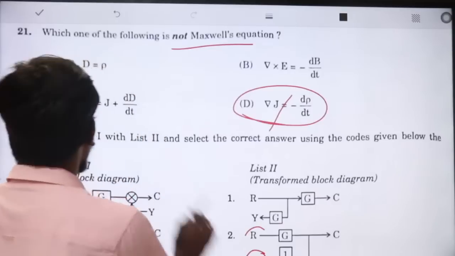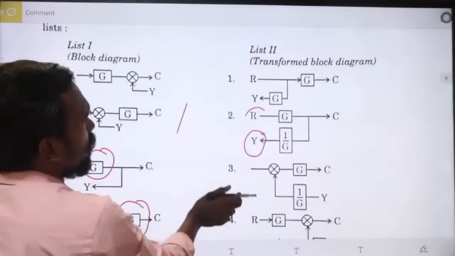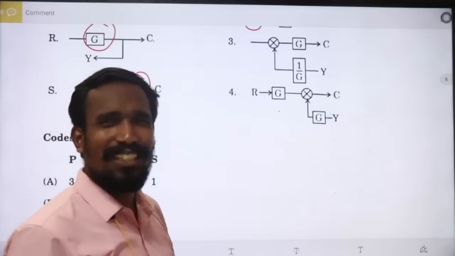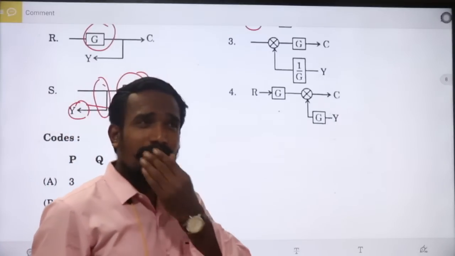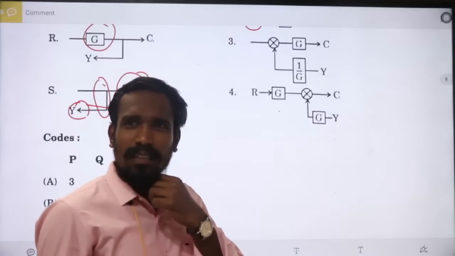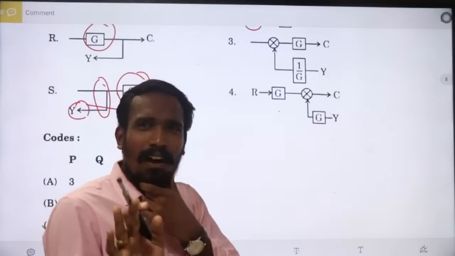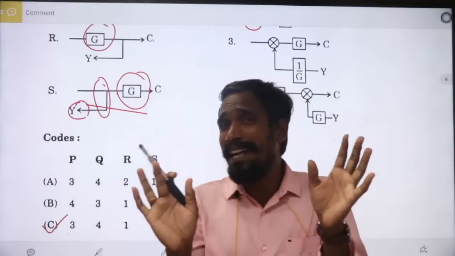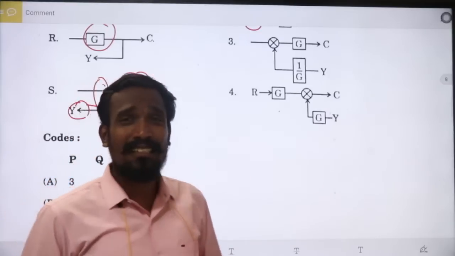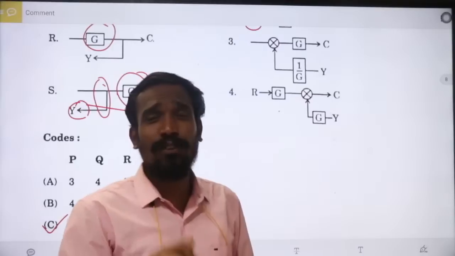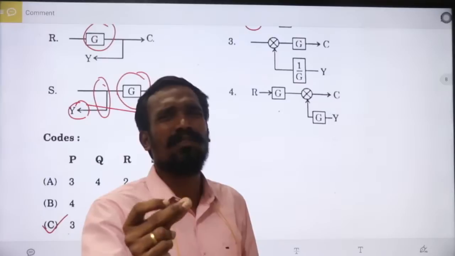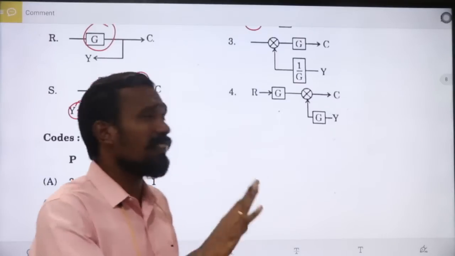So let's go to control systems. Really, control systems questions are very easy. Even if you don't know much about it, you can get the answers. This is not a hard question paper, this is moderate. If you have a good basic command, there is no need of extraordinary performance. But you have to go through the question carefully and understand it. Then you will get the answer within seconds.